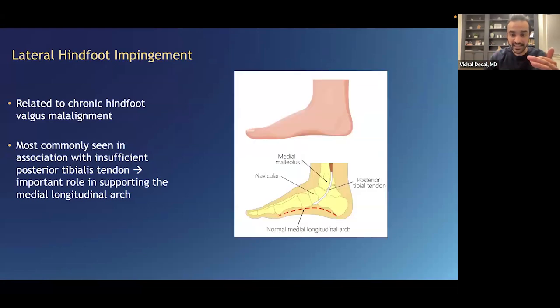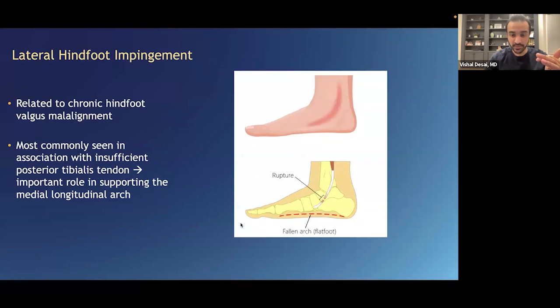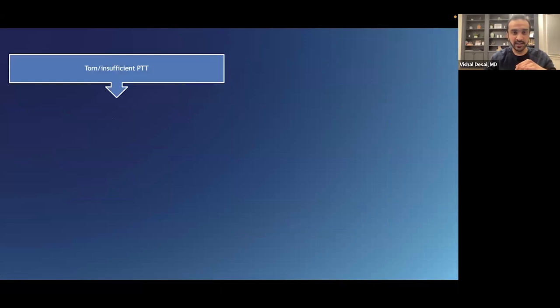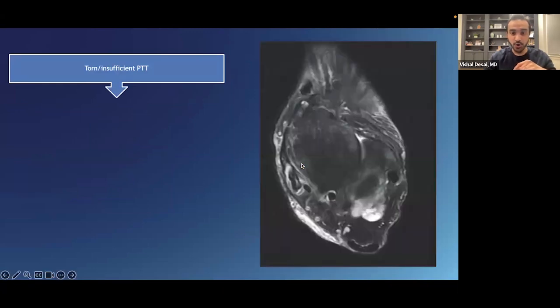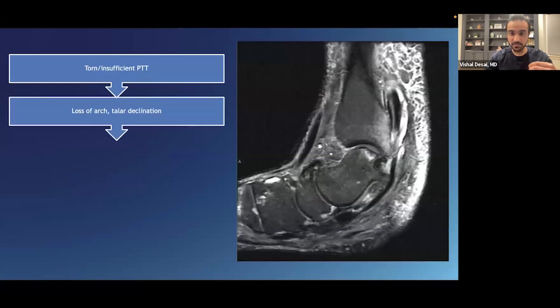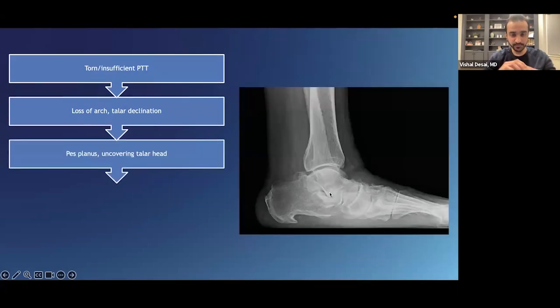Injury to that PTT is going to cause that arch to drop, ending up in a pes planus configuration. And then let's go through that whole process of what happens now. So step one, you have a torn or insufficient PTT. This was a case that we had that had tendinosis, interstitial tearing, and tenosynovitis of the PTT. Once the PTT is not doing its job, that medial arch is going to start to drop. The talus will start pointing downwards, or talar declination, as we're starting to get here.